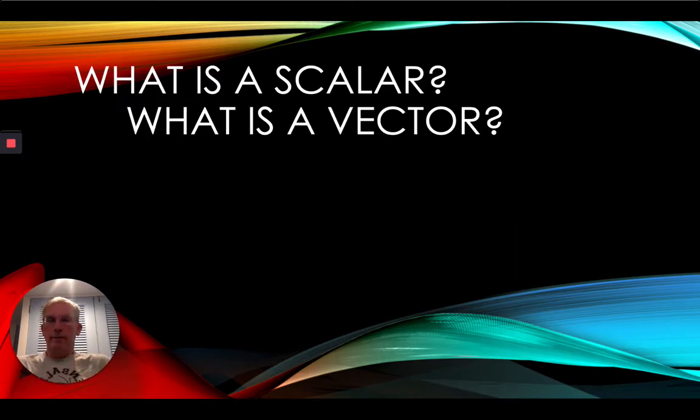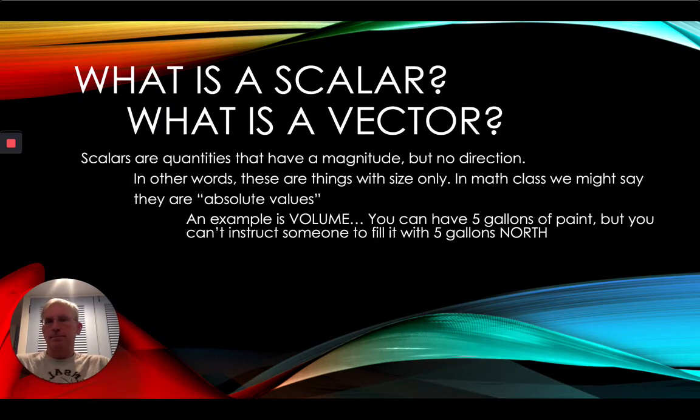So start off with, you've probably never heard of a scalar before. So what is it? What's a vector? Scalars are quantities that have a size or a magnitude only, but they have no direction. In other words, these are things that have a size. They're like absolute values, okay? They have no direction. An example is volume. You could walk into a store and ask for 5 gallons of paint, but no one would walk into a store and say, can I have 5 gallons to the right? It doesn't make any sense.